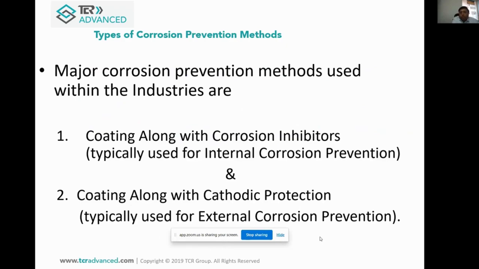Typically in industries, two major corrosion prevention methods are used. One is coating along with corrosion inhibitors, which is typically used for internal corrosion prevention, and the other is coating along with cathodic protection. These are used for external corrosion prevention, right?